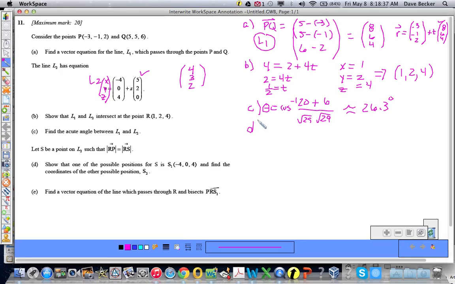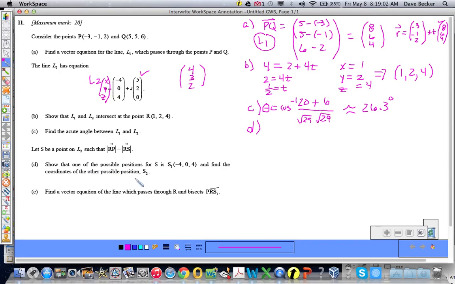D, here we go. So S is a point on L2 such that magnitude RP equals magnitude RS. Show that one of the possible positions for S is S1 (negative 4, 0, 4), and find the coordinates of the other possible position S2.